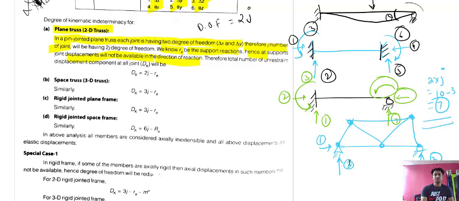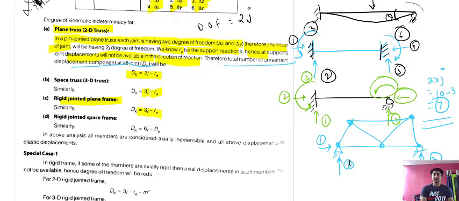Hence, the total number of unrestrained displacement components at all the joints, dk, becomes 2j minus Re, where Re is the external reaction. In case of a 3D truss, every joint will have 3 degrees of freedom, that is delta x, delta y and delta z. So 3 times j will be the available degrees of freedom minus the external reaction. The formula becomes 3j minus Re. In case of a rigid jointed plane frame, now we are talking about 2D, the degrees of freedom available are 3. The formula becomes 3j minus Re.